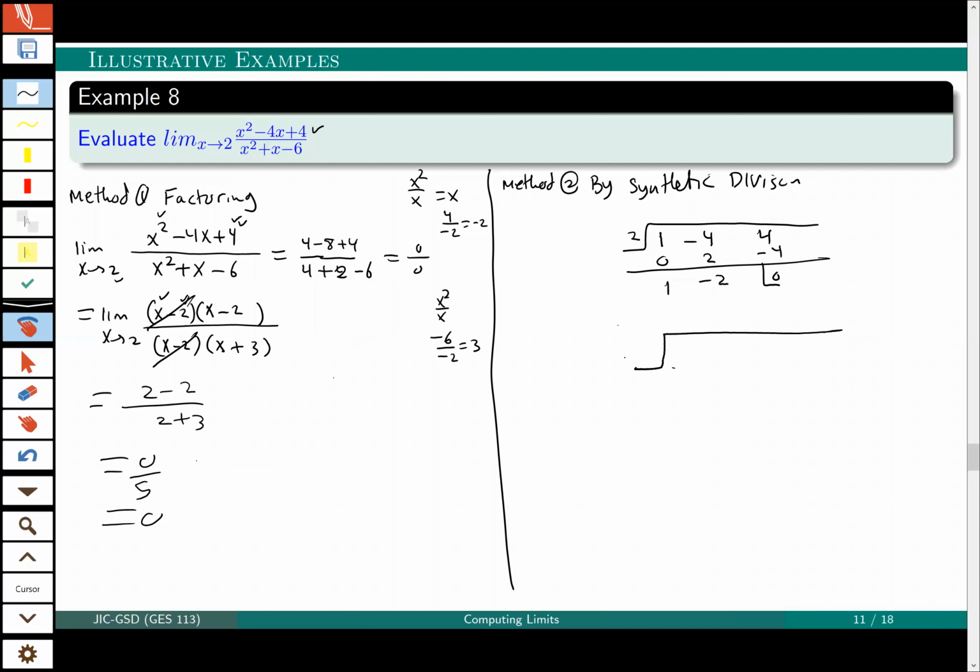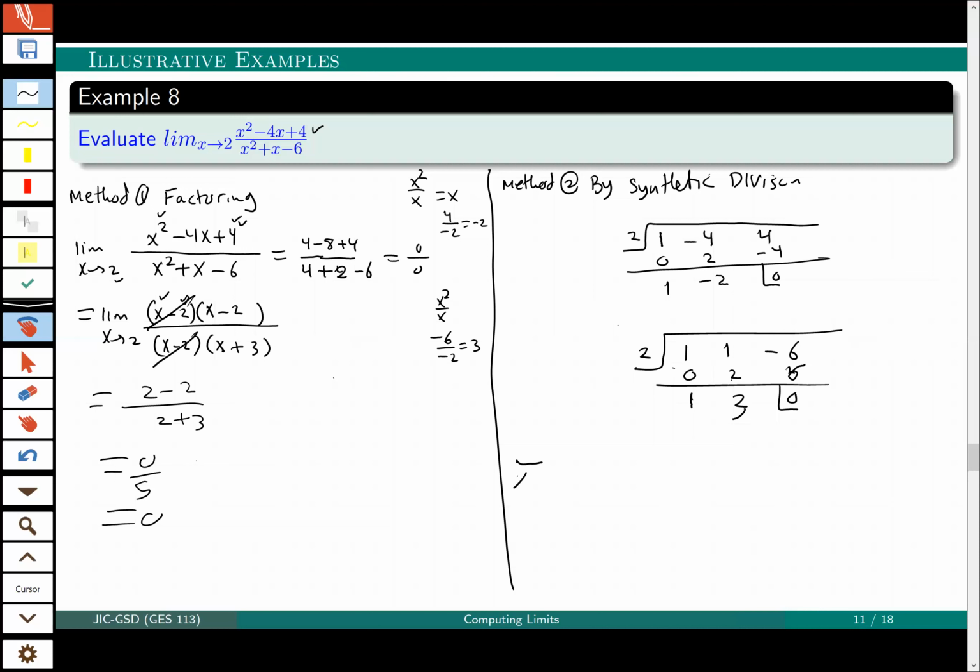And dividing the denominator, which has coefficients 1, 1, and minus 6, by 2. So 1, 2 times 1 is 2, 1 plus 2 is 3, 2 times 3 is 6, minus 6 plus 6, so that will be 0.